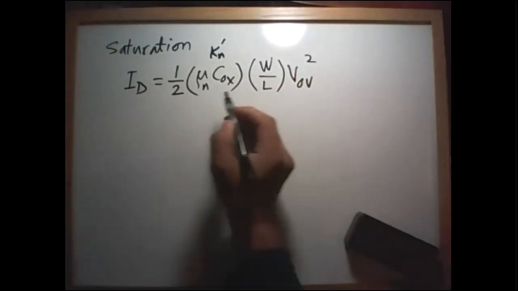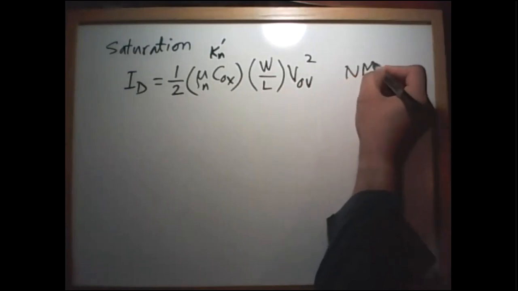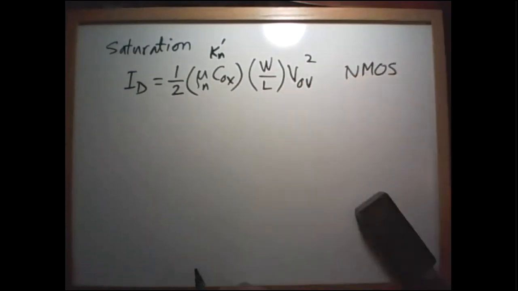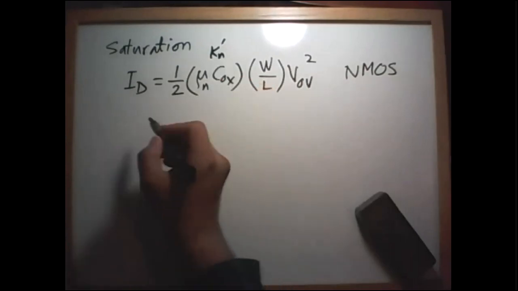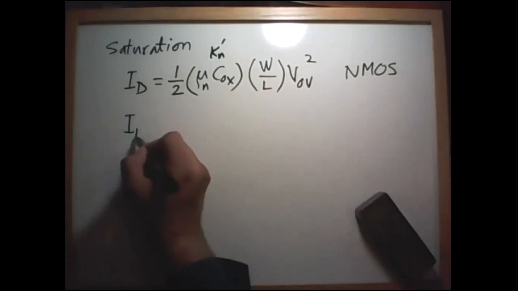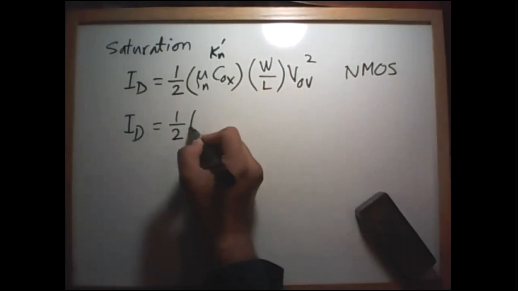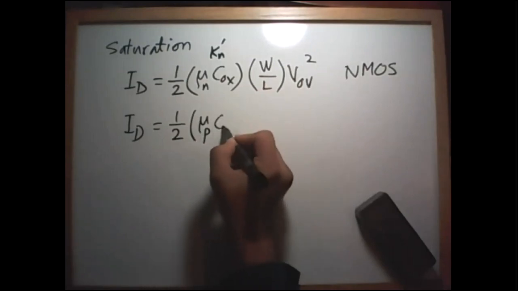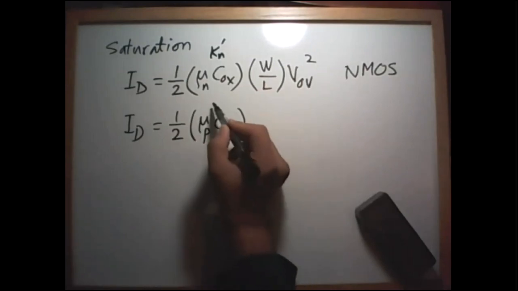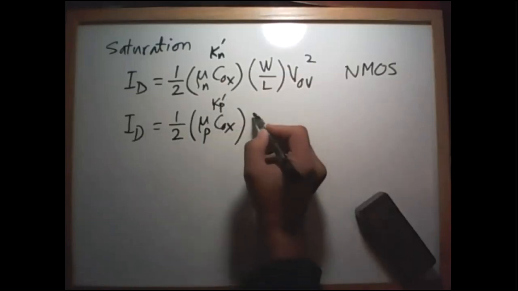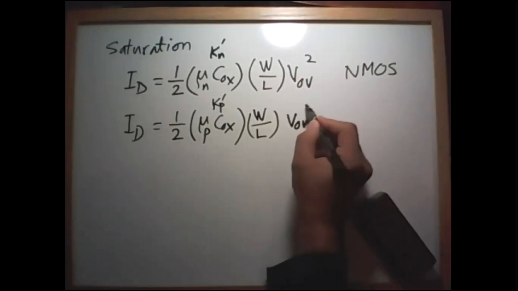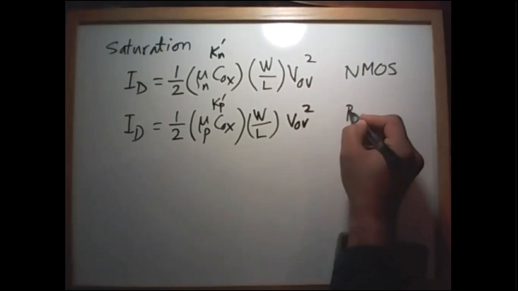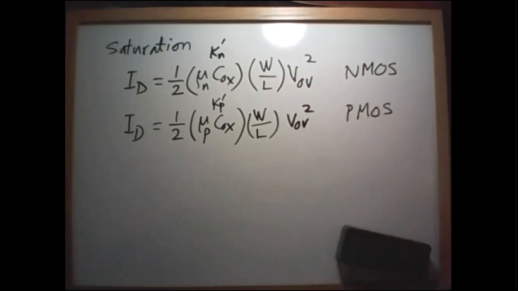This is for NMOS. If you have a PMOS, this is just going to be Kp prime. So for PMOS, the same thing: ID equals half mu P C oxide, and we call this Kp prime, times W over L, times V overdrive squared. So this is for PMOS. And V overdrive is VGS minus VTN?